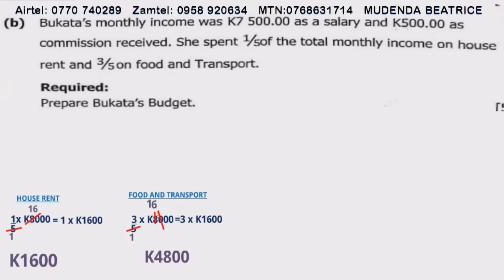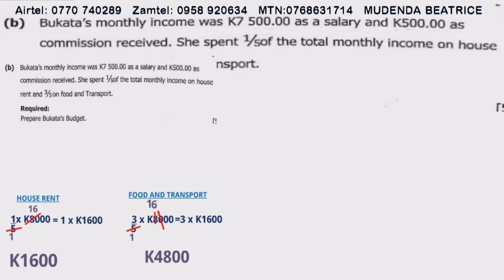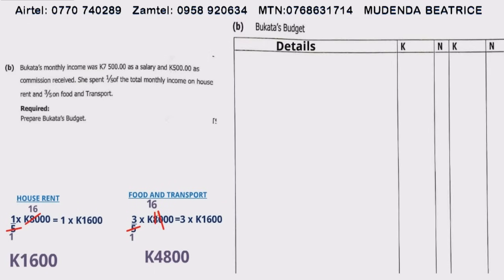Okay, now once we have done this, then we can go ahead and draft or draw up Bukata's budget. Okay, so I'm going to bring out this form. This is the form we're going to use. Okay, and it has got the heading already, Bukata's budget. So we have details, kwacha and ngwee in there.